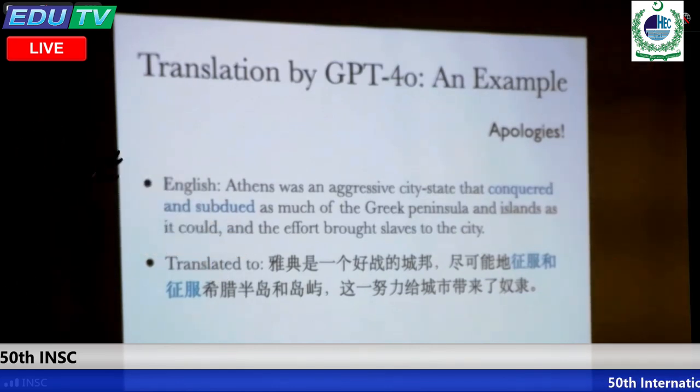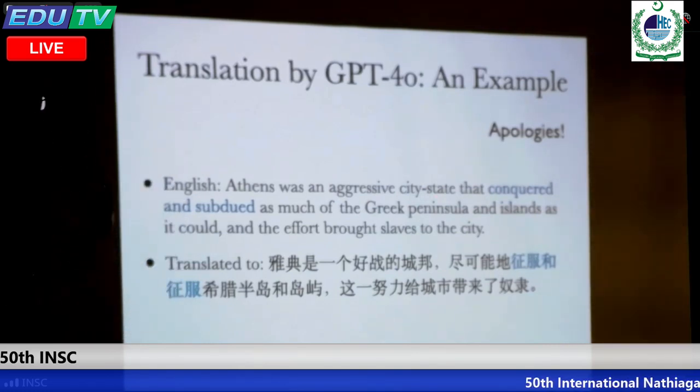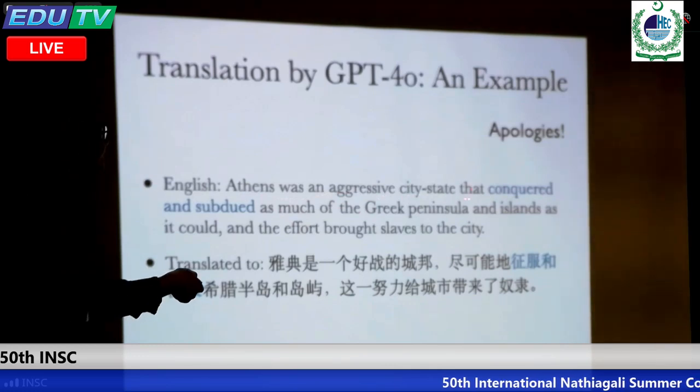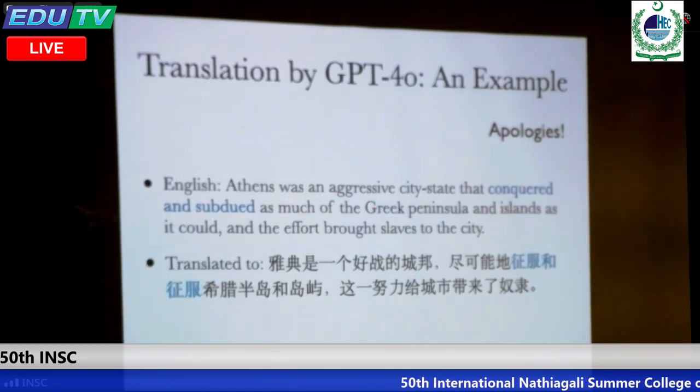Last year, I was translating a book, Thinking Things Through, to Chinese because I think the book is very good. Everyone should really enjoy it. So this is one sentence in the book. This is the English original version. Athens was an aggressive city-state that conquered and subdued, blah, blah, blah. You can see there are two words, conquered and subdued.